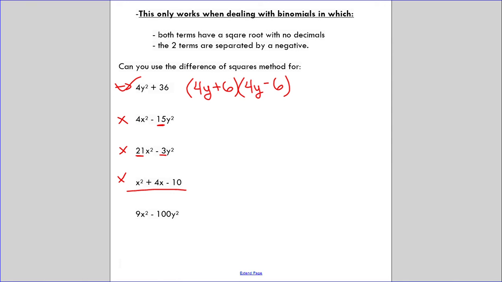And then my last one, looks like I can do it because 9 and 100 and x squared and y squared all have perfect squares to them. And so it looks like I can have a 3x and a 10y, a 3x and a 10y. I can have a positive and a negative. And so hopefully that gives you a little bit of an insight on how to do difference of squares type problems. Good luck, and let me know if you have any questions.